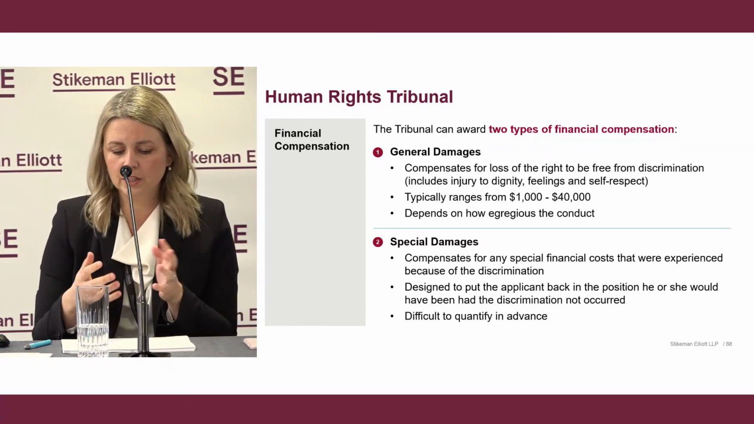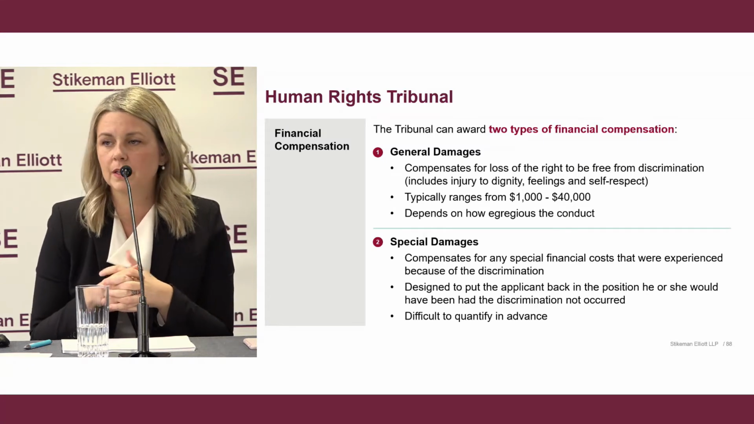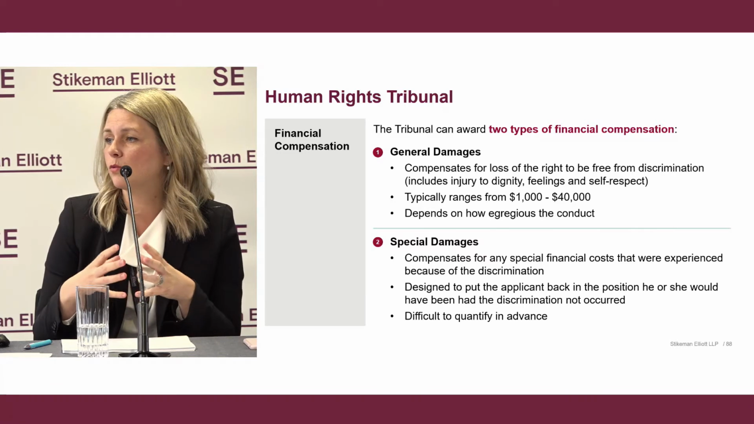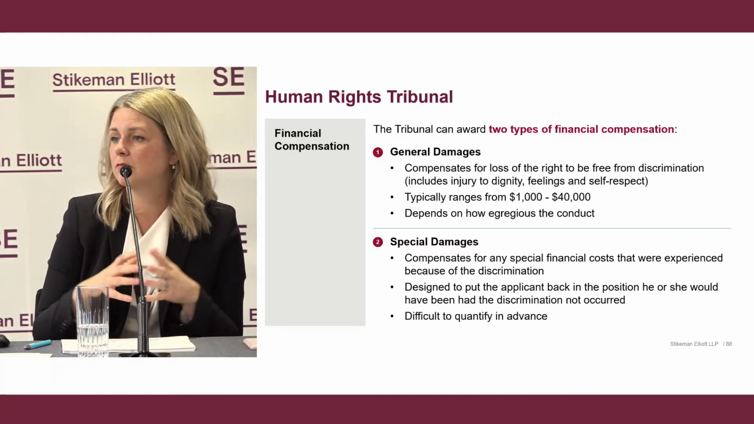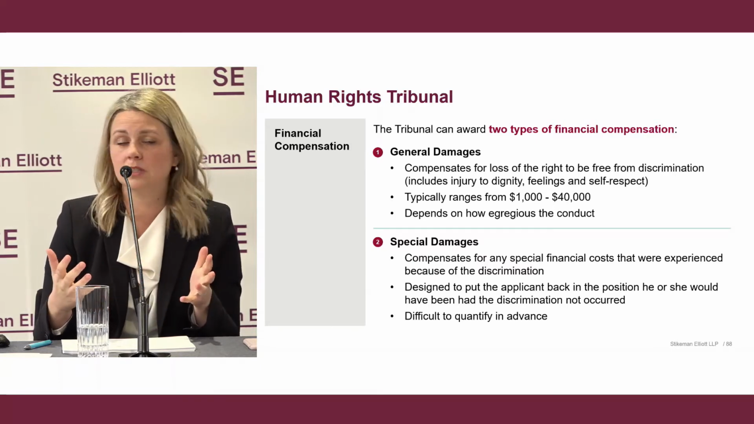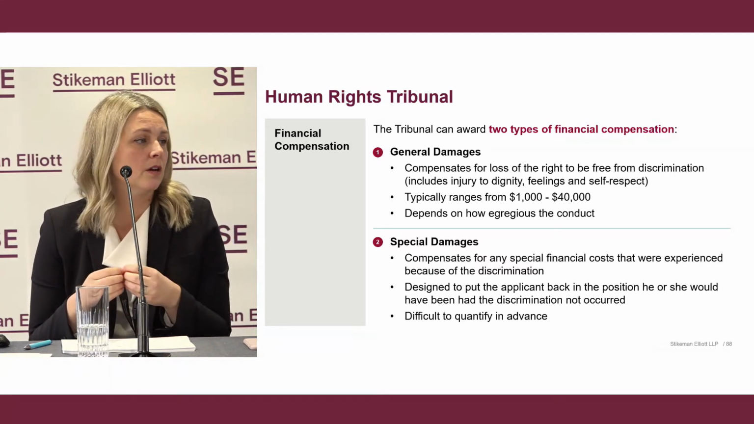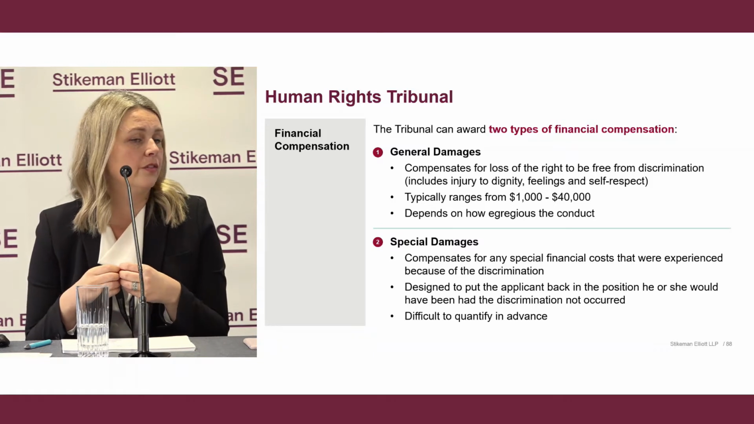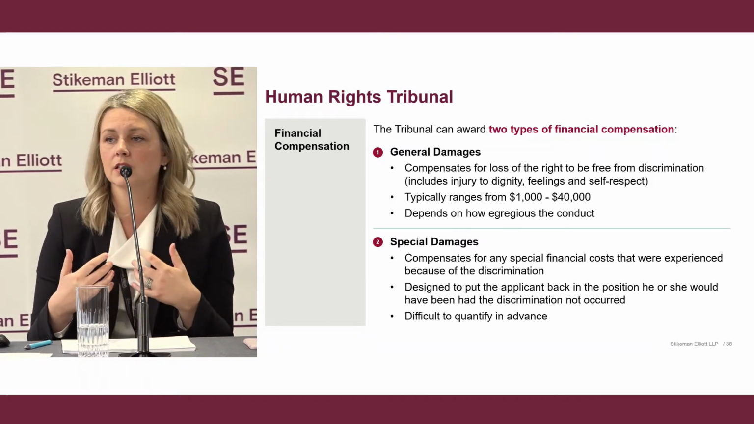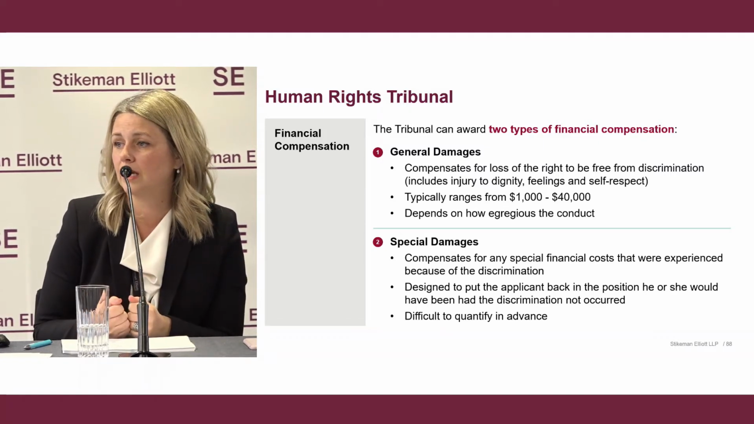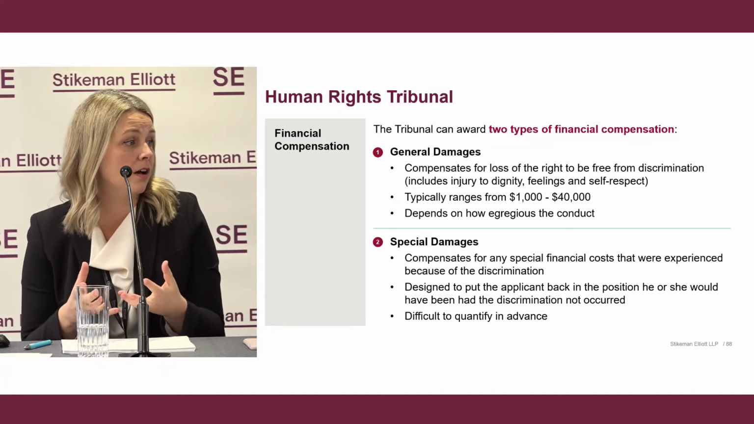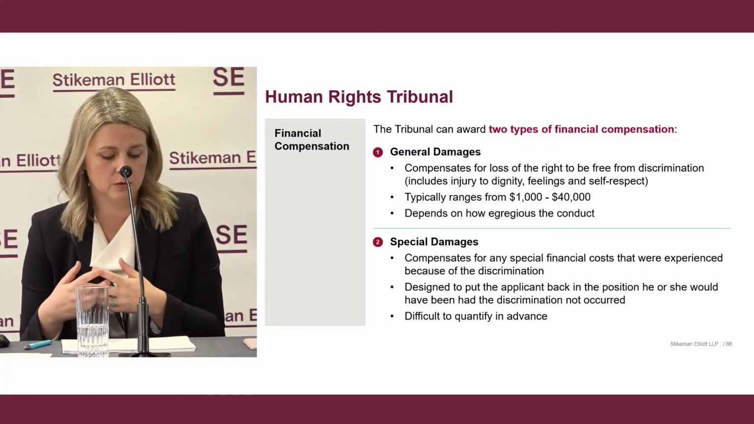It typically ranges from $1,000 to $40,000, but it does depend on how egregious the conduct. And I will say that in about 2012, there was a review of the human rights scheme in Ontario, and the Ministry of the Attorney General made recommendations upon this review. And one of the significant recommendations was these general damages awards cannot be seen by businesses as just a cost of doing business. They need to be more significant. And so since then, we have seen a few decisions take that on and really increase this general damages award.